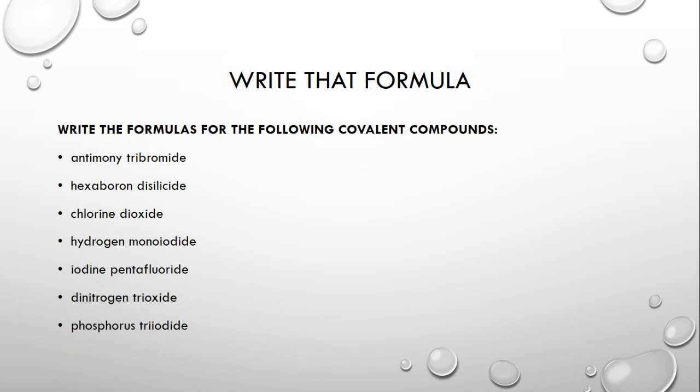Now, I like this part even better because there's less writing on my part. How do you write the formulas? Well, you just follow what it says. If it does not have a prefix, like I don't see a prefix here, then we just write down the letter. That's Sb, antimony. Tri means 3, bromide is bromine, so SbBr3. Boom, it's that simple. Hexa is 6 in boron, so B6. Di means 2, and silicide is silicon, so B6Si2.